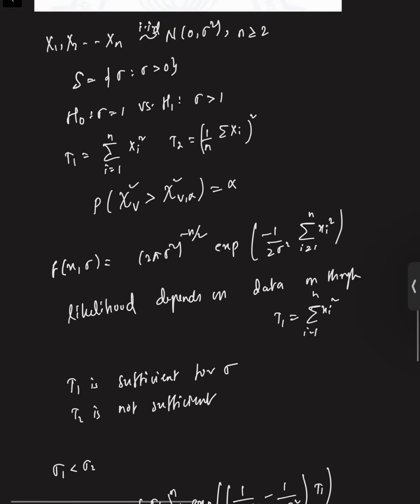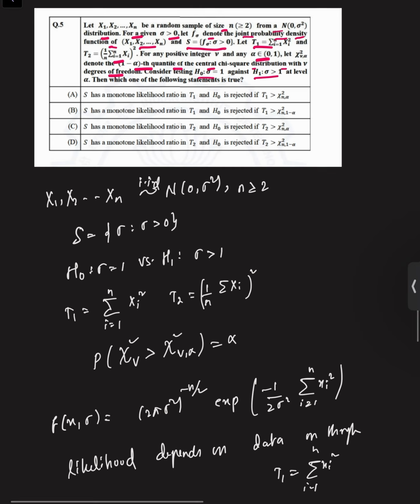So if we check the options, the family has monotone likelihood ratio in T1 and it is rejected when T1 is greater than chi-square n comma alpha. So option A is the correct answer.